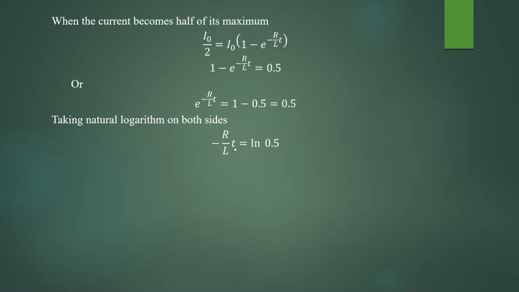So next you solve this equation, you have to find the value of T. Therefore, you will get T is equal to minus L by R into ln of 0.5. Okay. Put the value of L. What is the value of L? It is 50 Henry. What is the value of R? It is 10 ohm. So put the values: 50 divided by 10 into ln of 0.5.